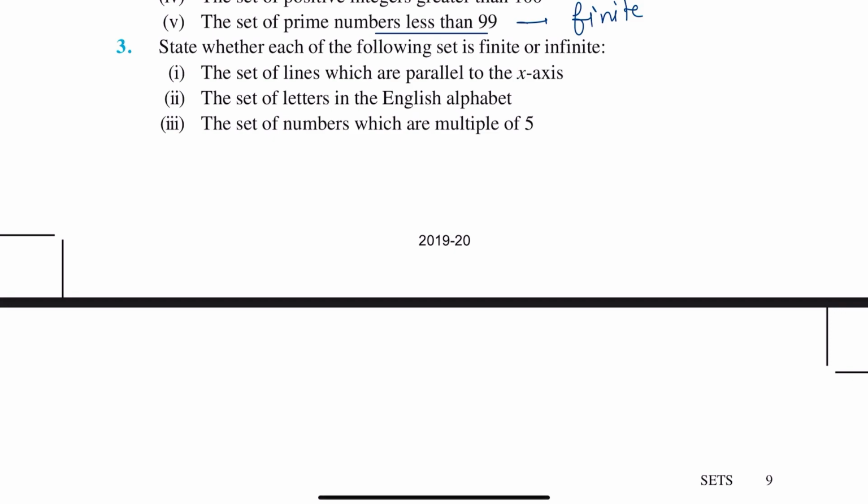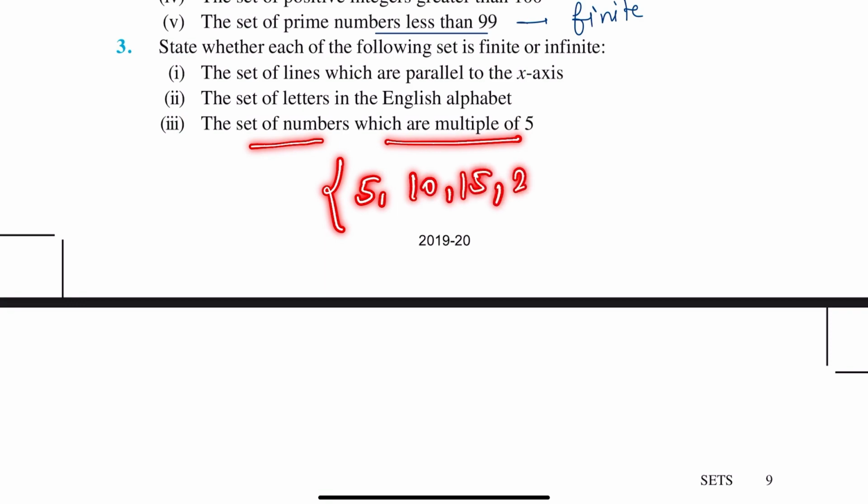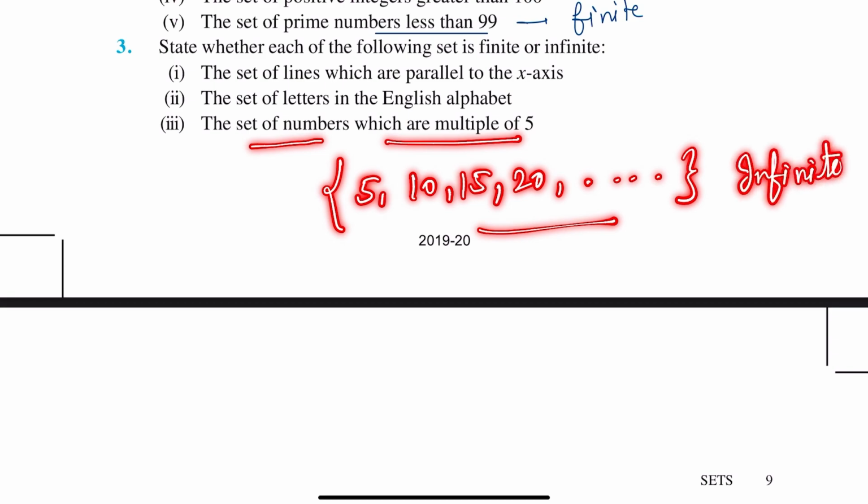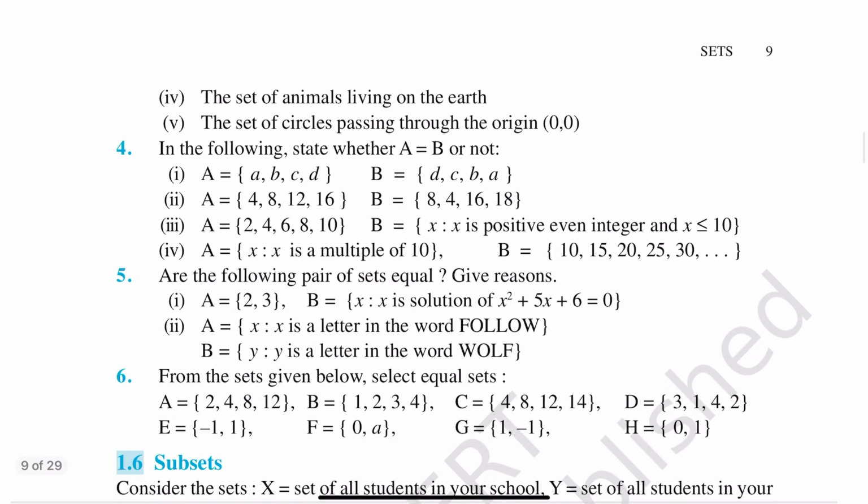Next question, the set of letters in the English alphabet. So this is finite. There are 26 letters, A up to Z. After that, the set of numbers which are multiples of 5. So multiples of 5 form the set 5, 10, 15, 20 and so on. This set is also infinite. And the fourth part, the set of animals living on the earth. This is a finite set. It is a big number, but still it is finite.